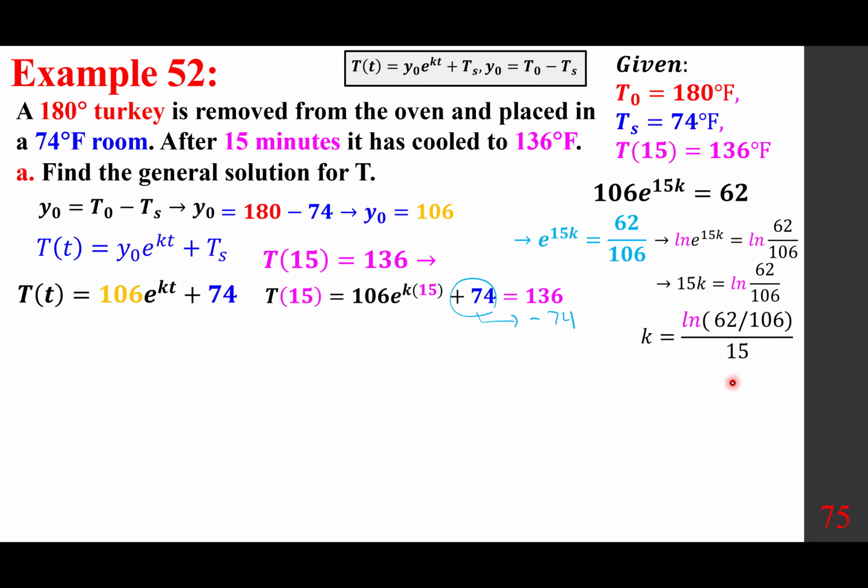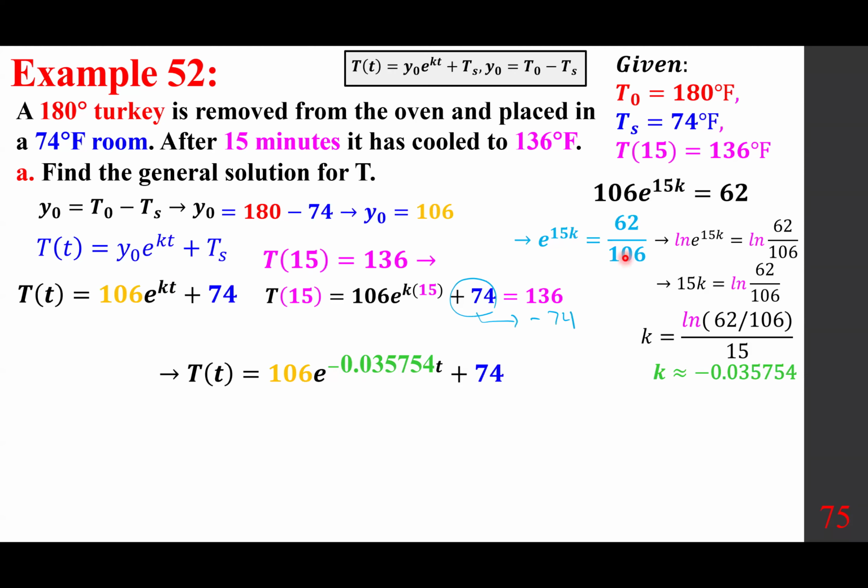And now if you put it into a calculator with a bunch of decimals, you get almost negative 0.035754. And so with this formula, we have everything. Now we also have the K, and we say T of t is 106 e to the power of negative 0.035754 t plus 74. And that's perfect. Now, if we want to come up with the exact answer differently, we can do the following.